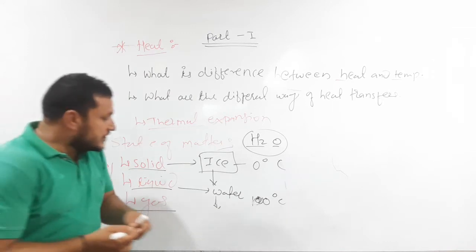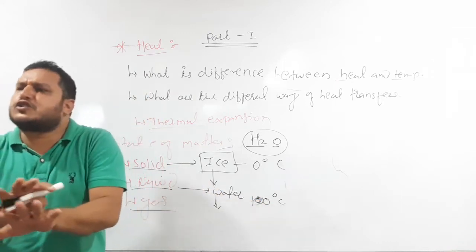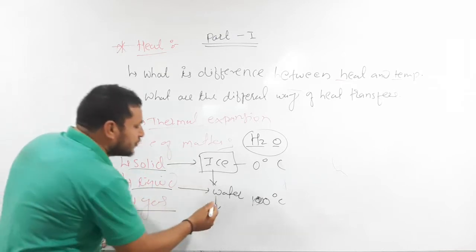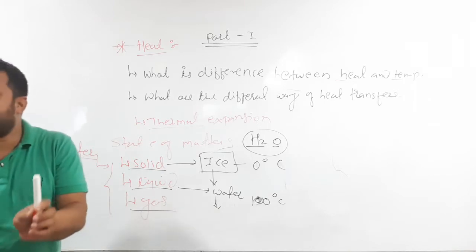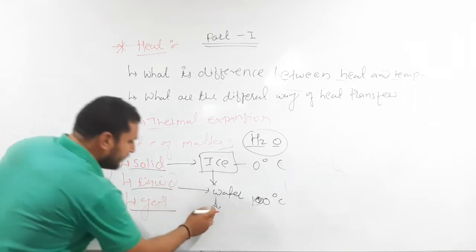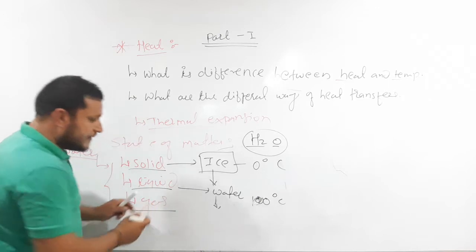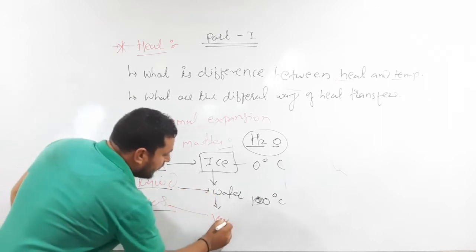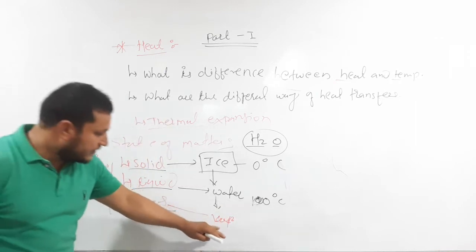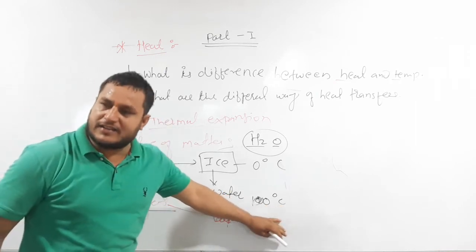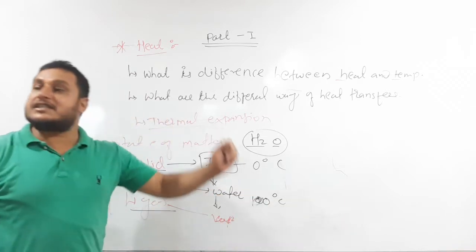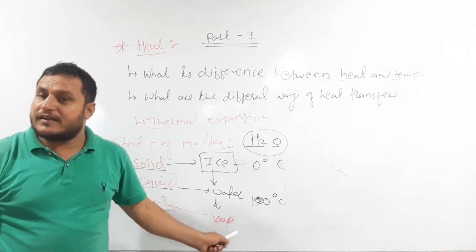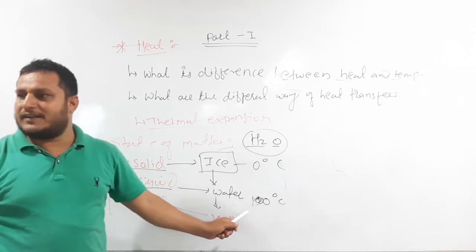After reaching 100 degrees Celsius, there is no chance of the temperature increasing. Why? Because it is time to change the state of matter. After 100 degrees Celsius, the matter changes to the next state, that is gas, meaning vaporization. At this position, after reaching 100 degrees Celsius, water changes its state and becomes vapor.